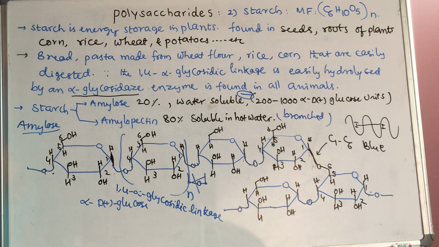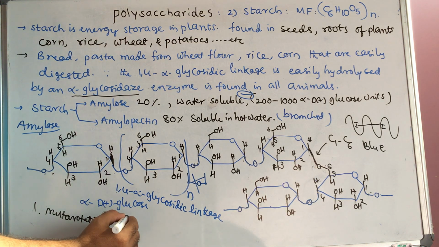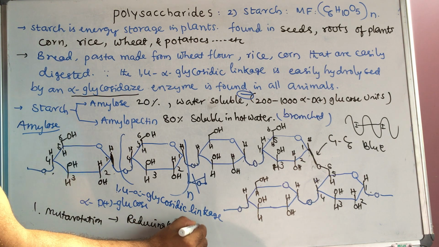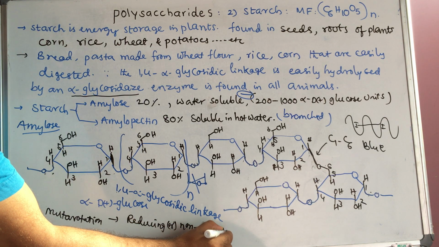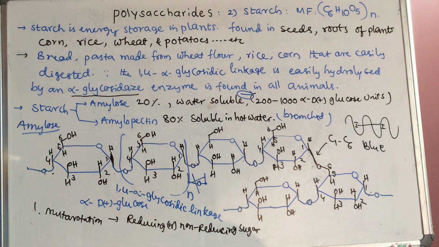And the question for you was already given in cellulose. Can it show mutarotation? Here also there are questions. Questions are: 1. Mutarotation. Second, is it a reducing or non-reducing sugar? It means, does it react with Tollens or Fehling's reagent or not?